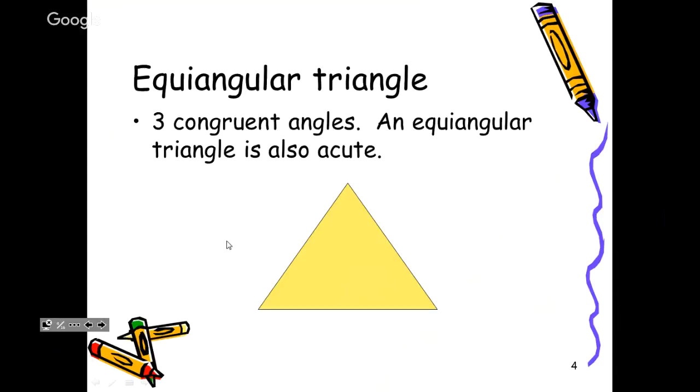Equiangular triangles: all three angles are congruent. So they're all the same. If we look at our markings, we'd have our little arc marks, and they would all be singles. You can see they're all the same, so they are congruent. This is actually a special acute triangle because what we'll learn is that all these angles are going to be acute and they're all the same. That's what makes it equiangular.